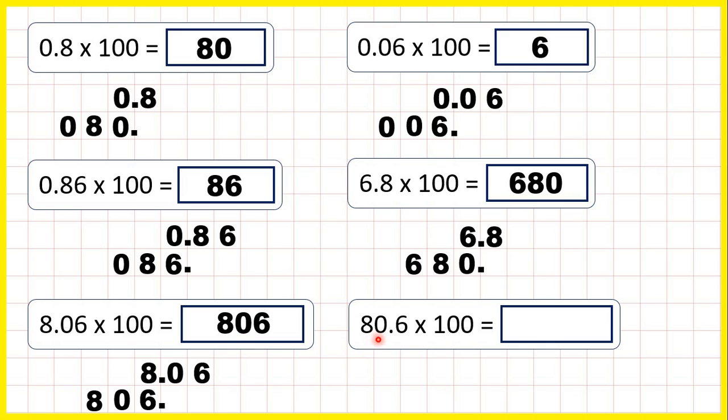Finally, we have 80.6 times 100. We write the number out, copy down the decimal point, and move each of our digits 2 squares across. Now we have an empty square before the decimal point, so we need to write a 0 to give us our answer, 8060.